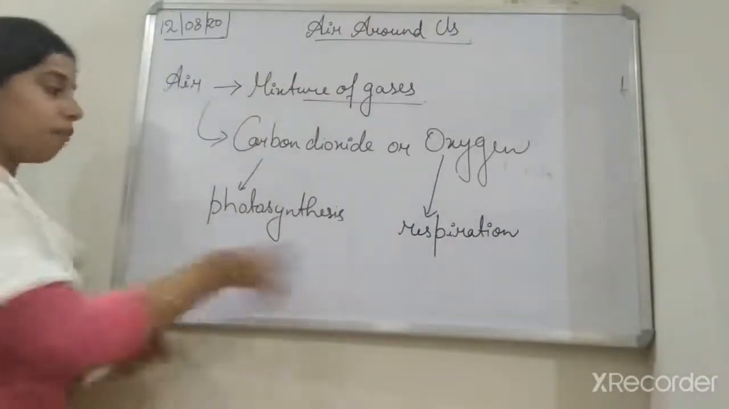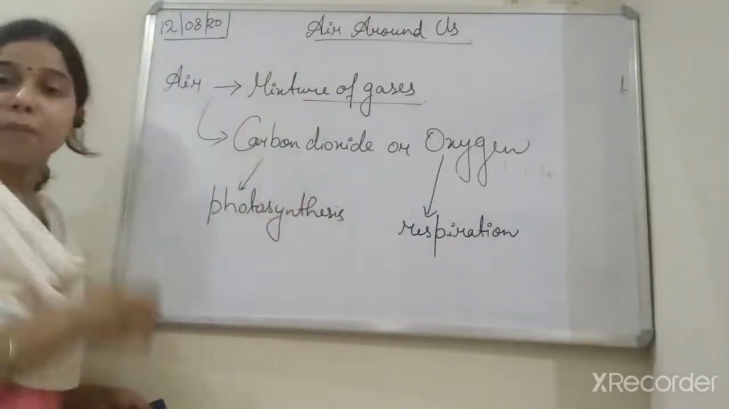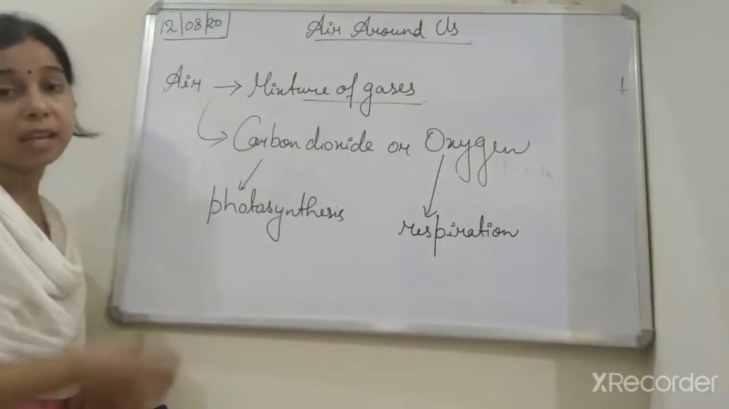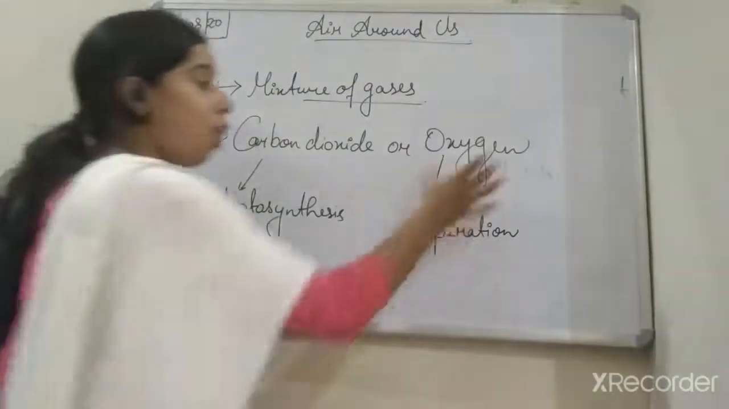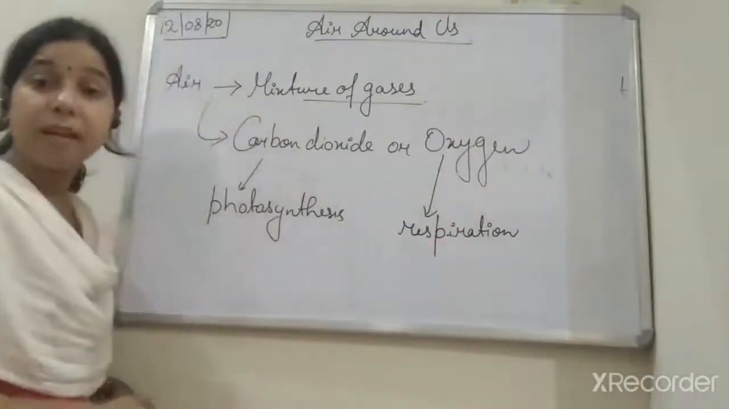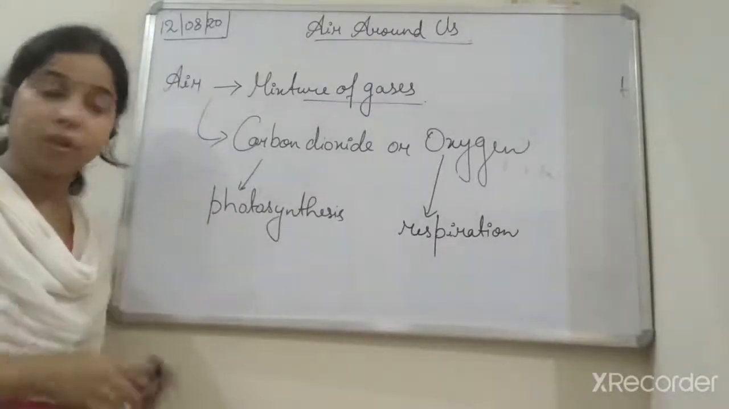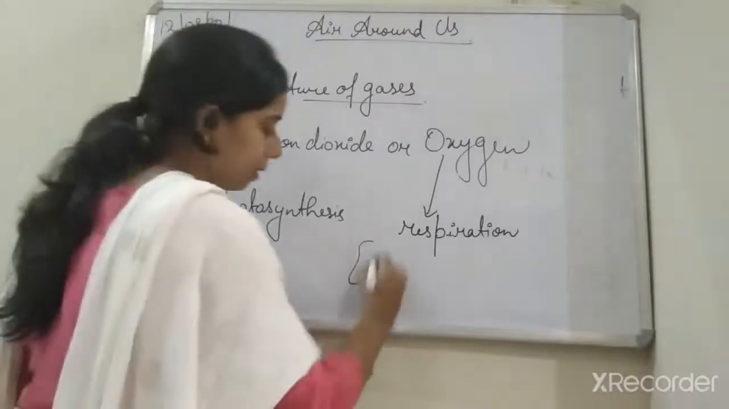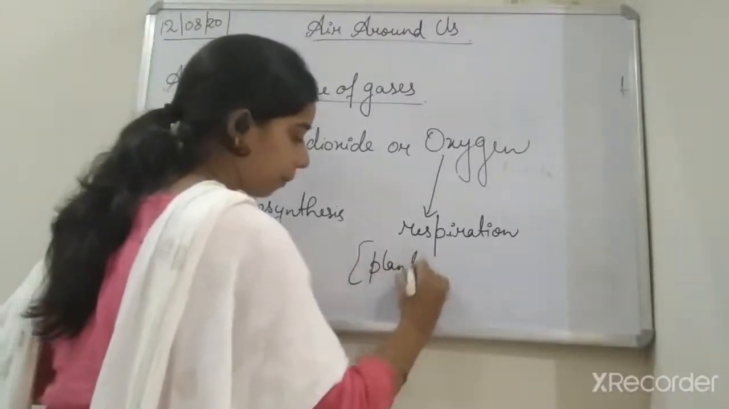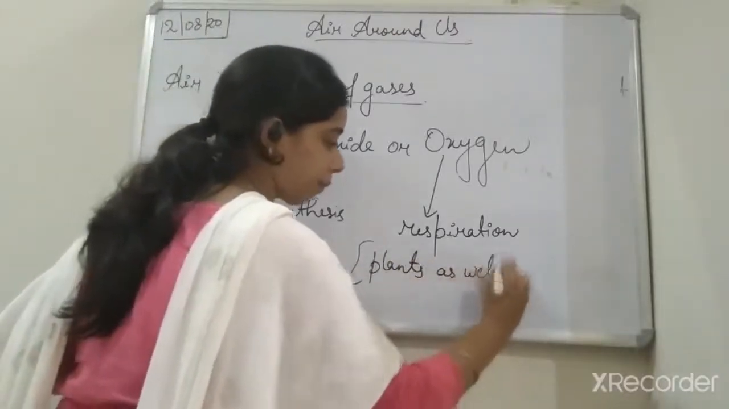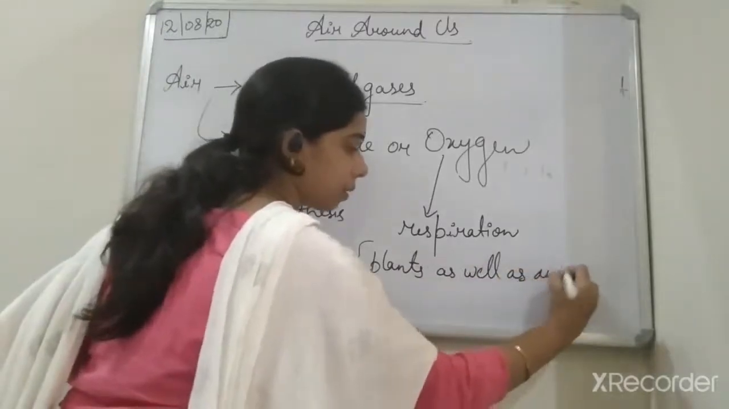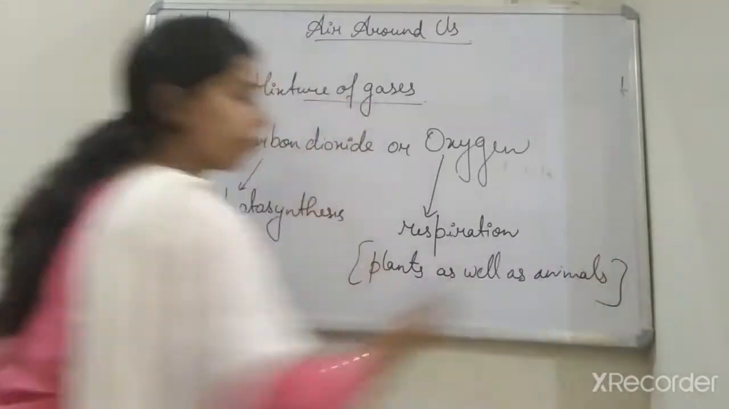Photosynthesis is performed with the help of the carbon dioxide present in the air, and oxygen present in the air helps in the process of respiration for both plants as well as animals. Okay?